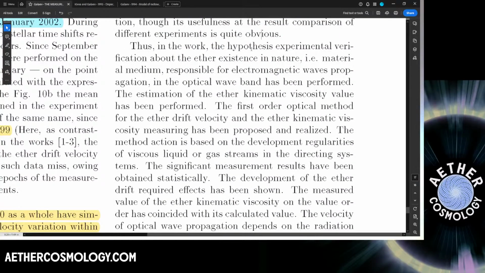Thus, in the work, the hypothesis experimental verification about the ether existence in nature, i.e., material medium responsible for electromagnetic wave propagation in optical wavebands, has been performed.